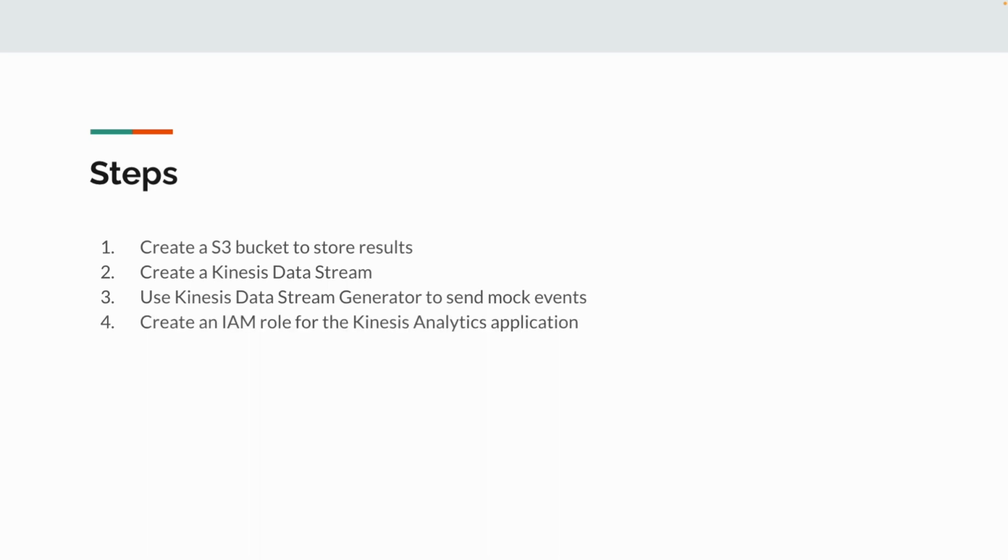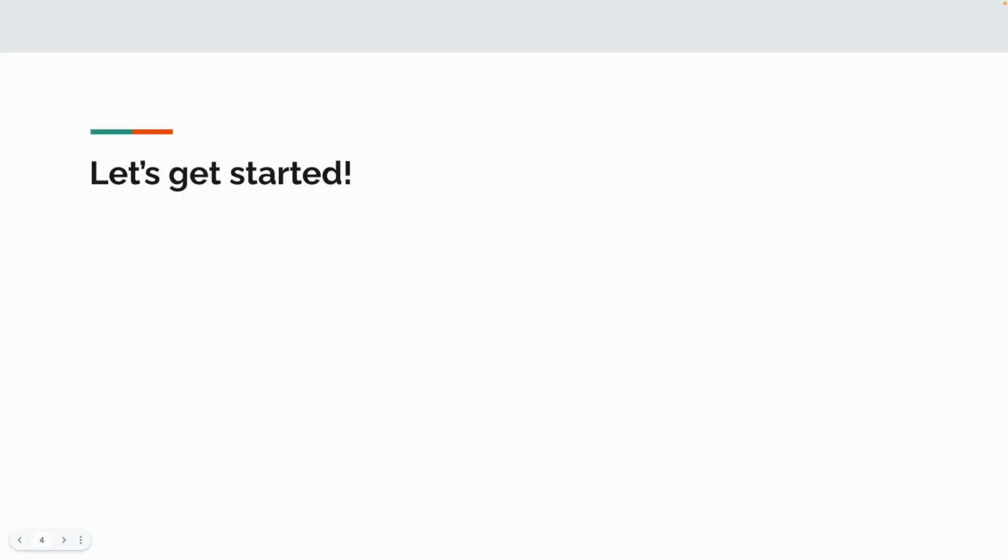We also need to create an IAM role for our Kinesis Analytics application so that it can read events from the data stream and write to the S3 bucket. I'll then walk you through the building of the Kinesis Analytics application in Java. I do have the code up on GitHub for your reference. The link is in the description. Finally, we will deploy and test the Kinesis Analytics application. So let's get started.